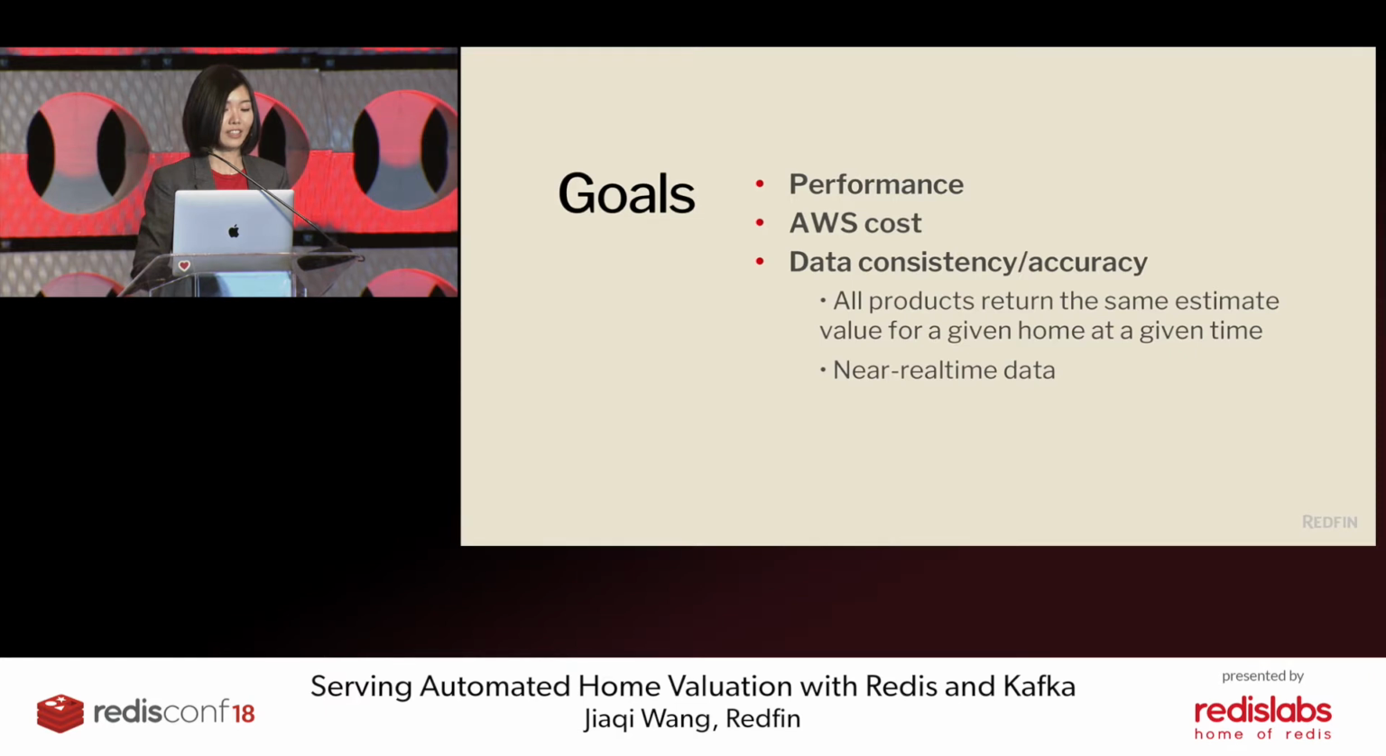The third, we would like to serve consistent and accurate data. So here we define consistency as all products should return the same estimate value for a given home at a given time. And as far as accuracy, the more stale a piece of data is, we consider it to be less accurate, which means we would like to serve near real-time data.